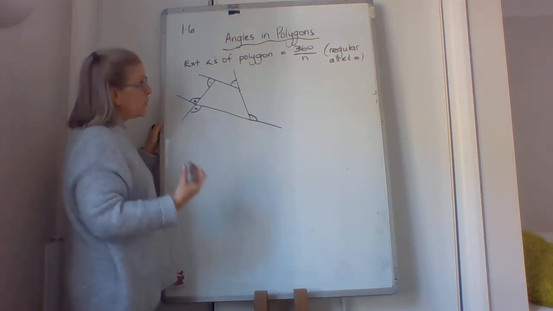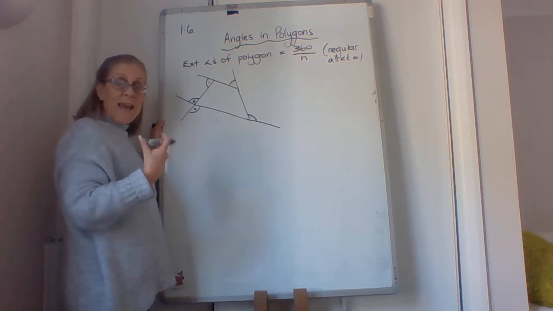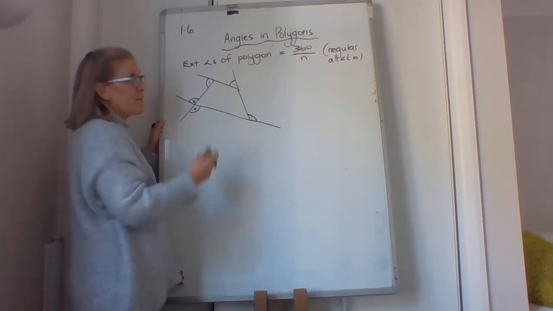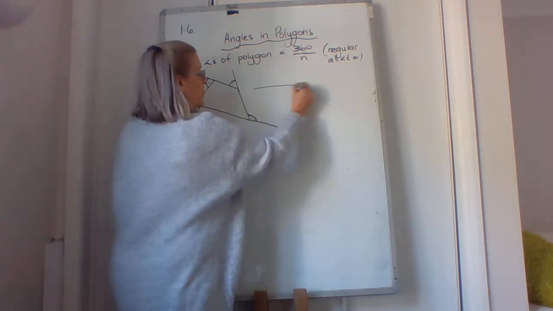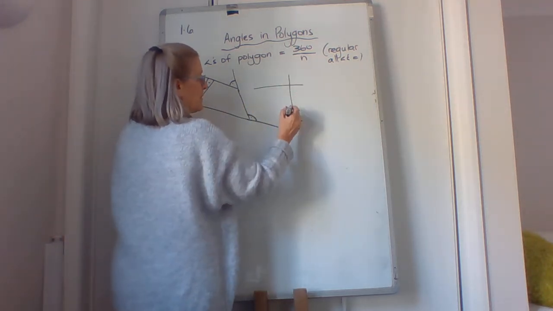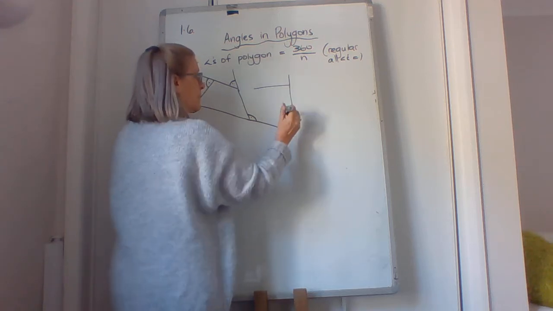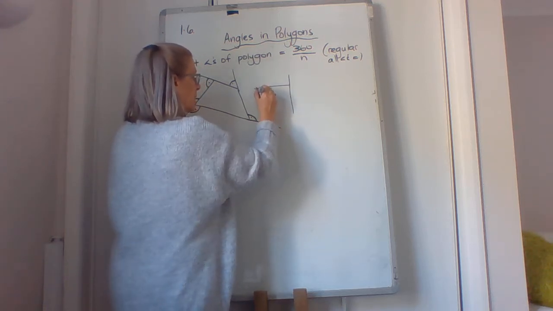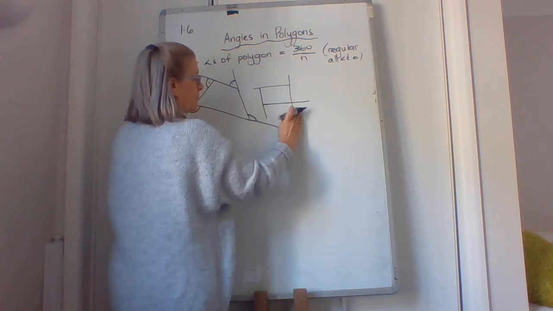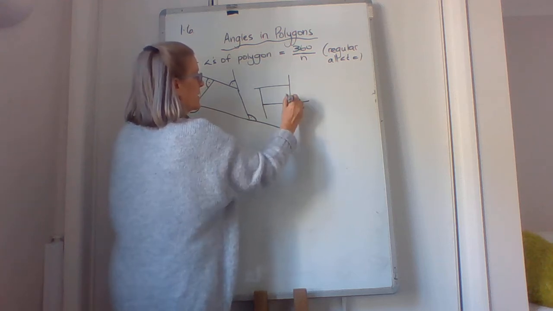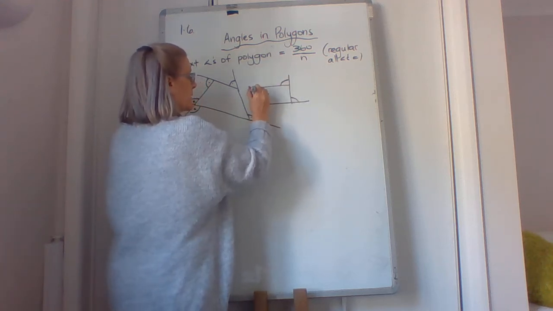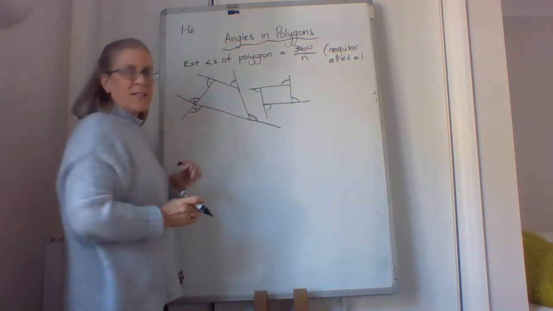And if this was a square, we would know that each one of them is 90 degrees, right? A square diagram would look like this. Right? Which one am I taking off? This one. So this one, this one, this one, and this one, they'd all be 90 degrees.